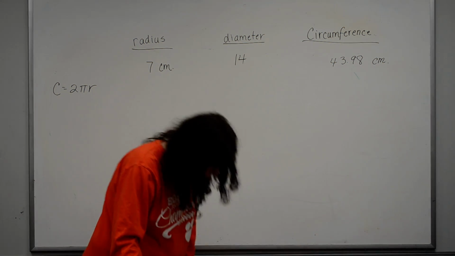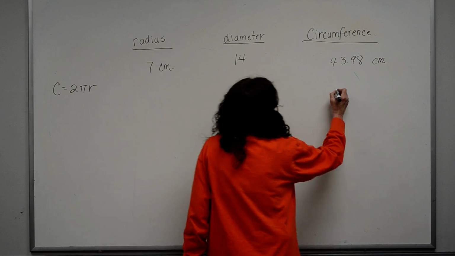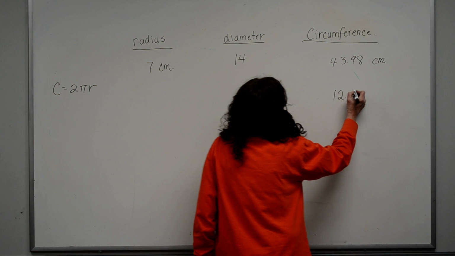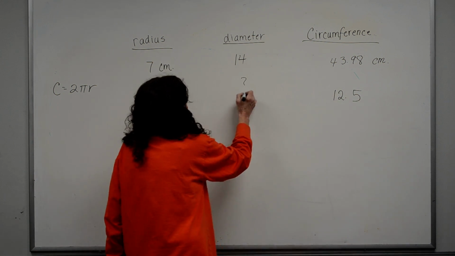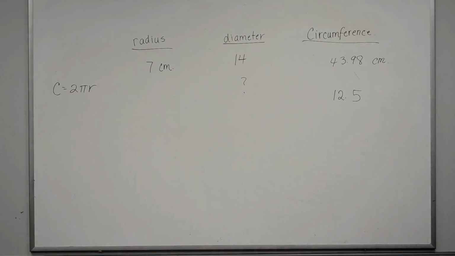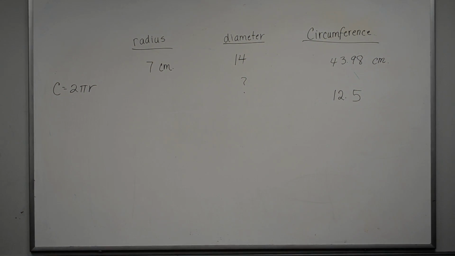Okay, now, what if they tell me that the circumference is 12.5 and they're going, find the diameter? Let me start this.